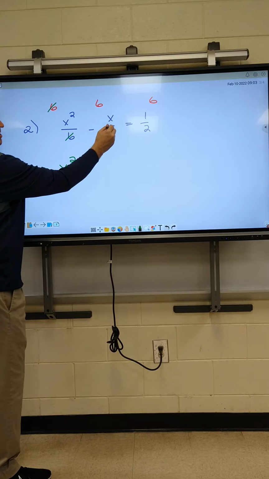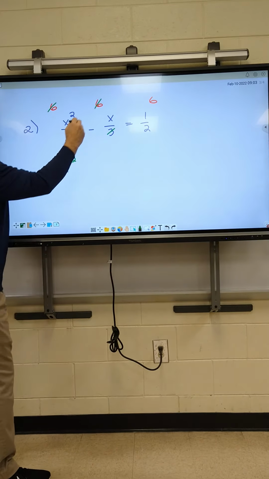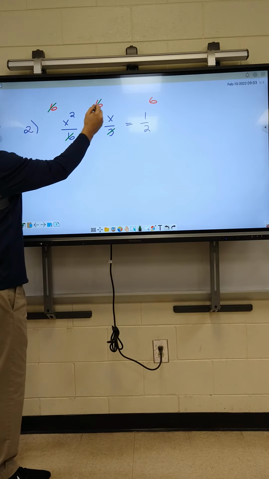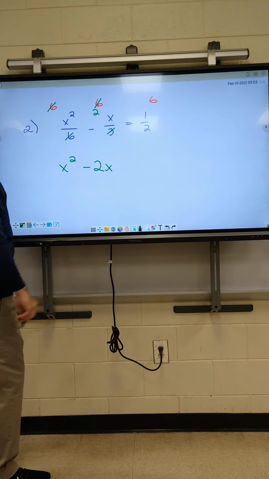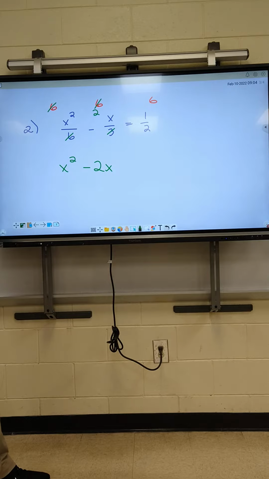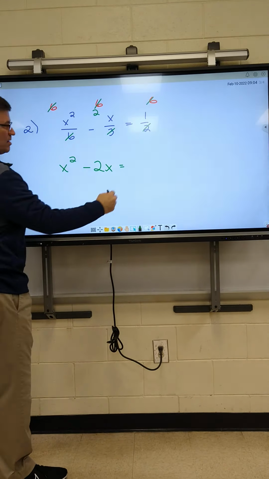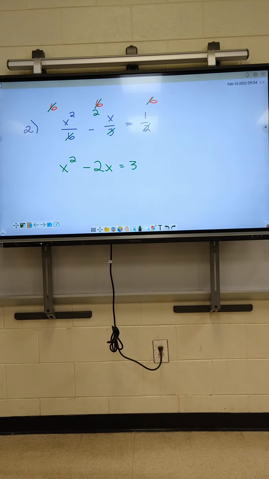All right, how many times does 3 go into 6? 2. What do I multiply it by? Whatever's on top. 2 times x is 2x. All right, last fraction. 2 goes into 6 3 times. So 3 times 1 is 3. All right, so that's what we're bringing down.